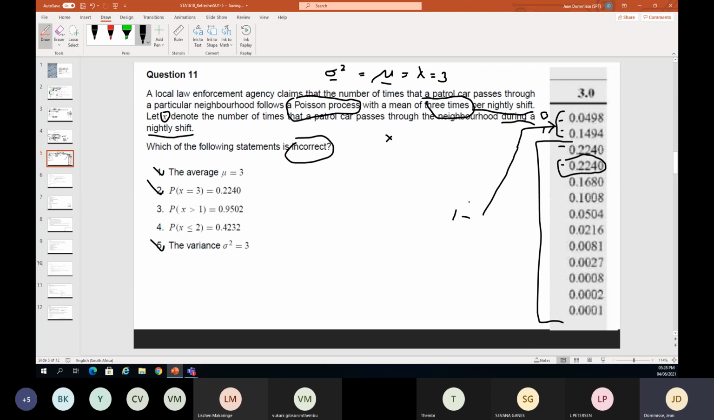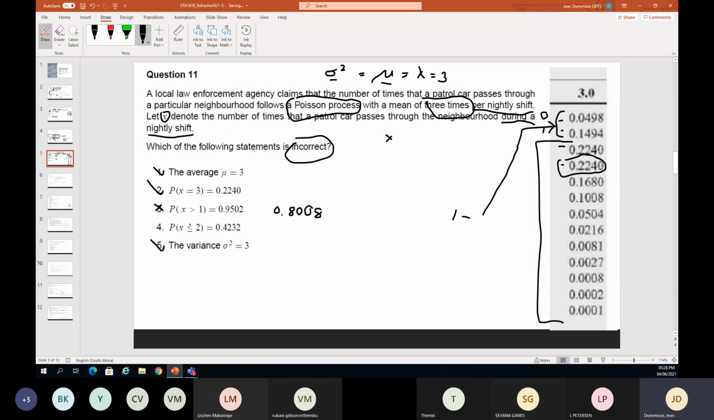Great. Okay, so let's do that. The first 2 is 0.0498 plus 0.1494, which is 0.1992. So 1 minus that, I get 0.8008. That's what I get. Awesome. The same here. So then that one is the incorrect one.